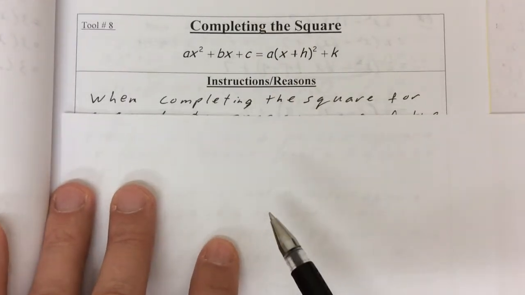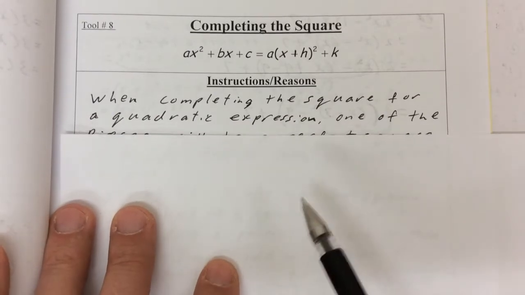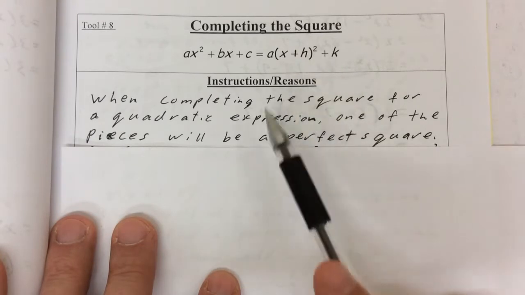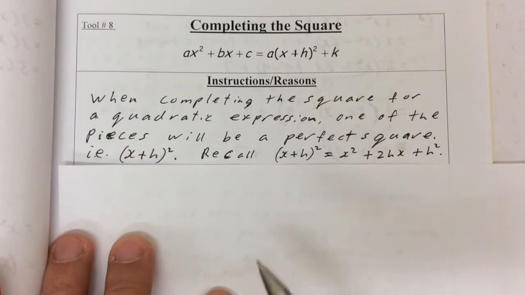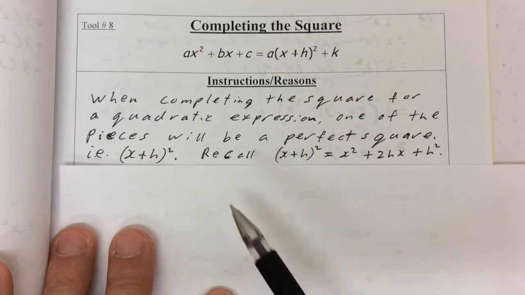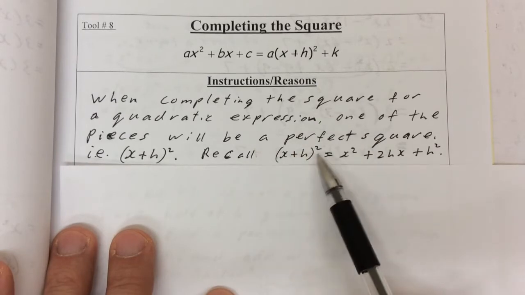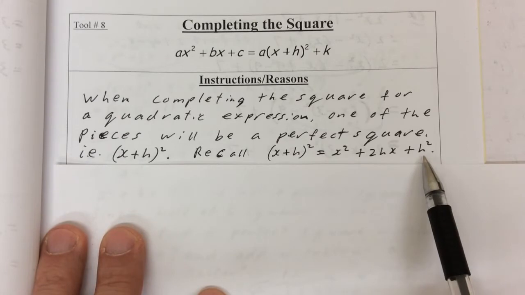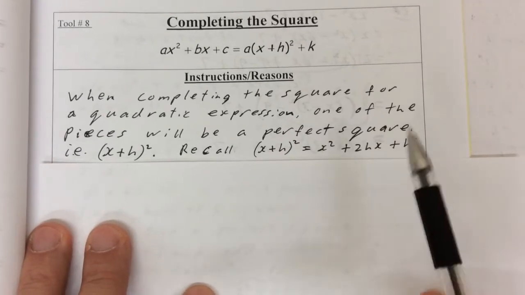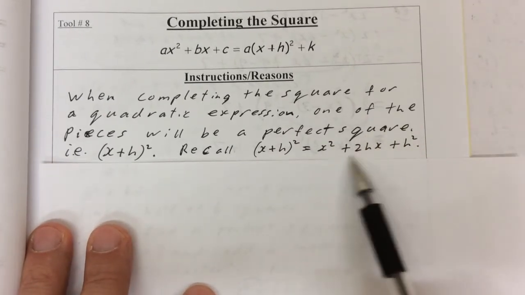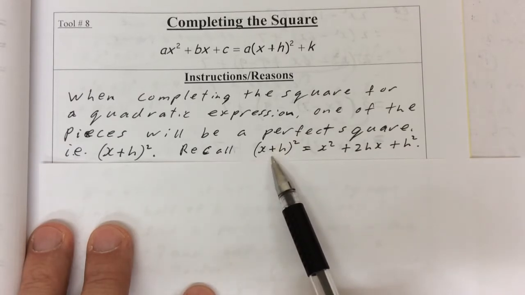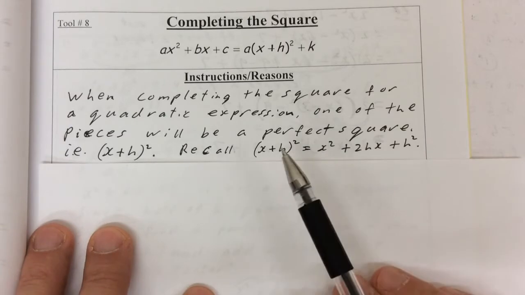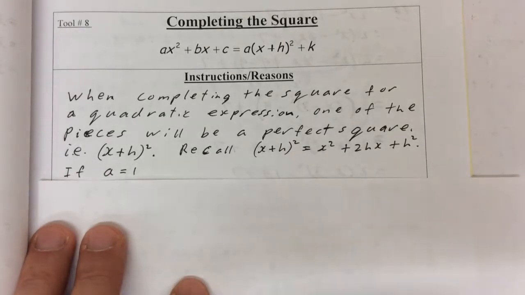So when completing the square for a quadratic expression, one of the pieces will be a perfect square. That's the x plus h squared. Okay, so x plus h squared equals x squared plus 2hx plus h squared. So when you see something in this form, you can automatically factor it to x plus h squared. So half this term squared is this one. Sometimes we have to force it now, okay?